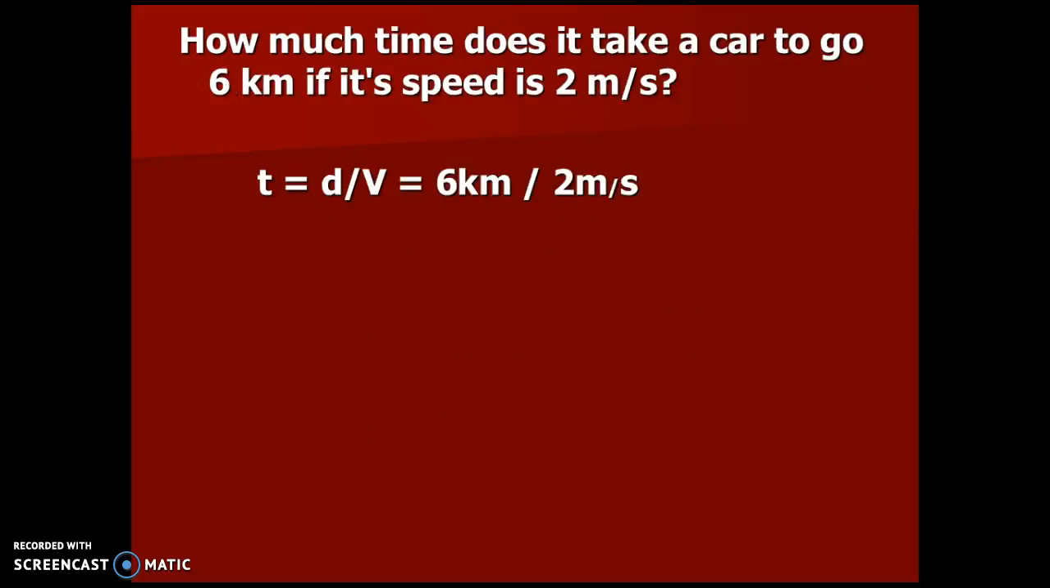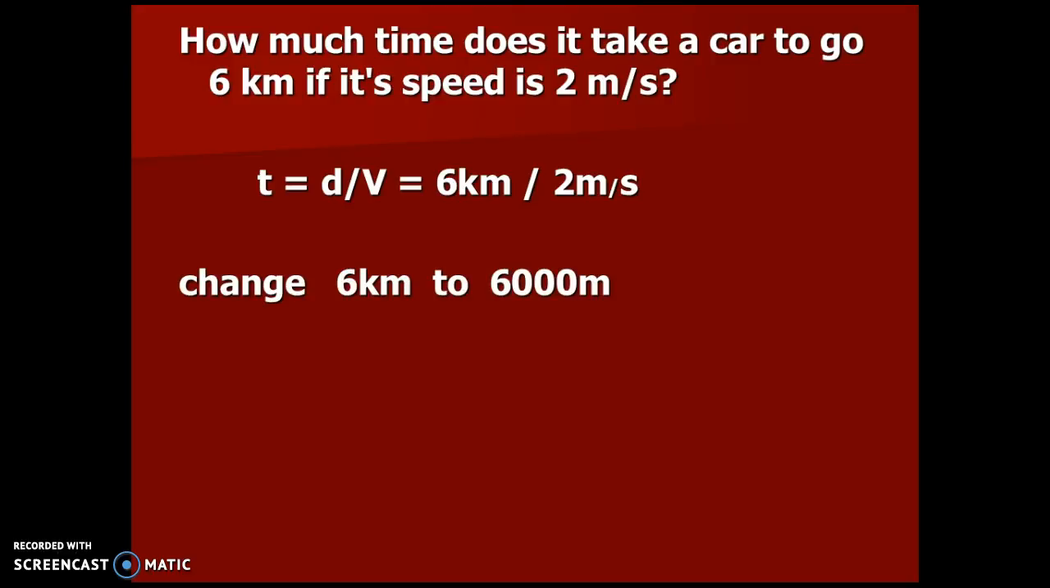How much time does it take a car to go 6 kilometers if its speed is 2 meters per second? We're looking for time, which is a different one than we've done so far. Cover up the t, and you would do distance divided by velocity. Take 6 kilometers divided by 2 meters per second, but you should see a problem there because you cannot take kilometers divided by meters. They have to be in the same unit.